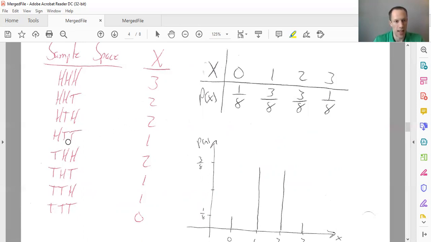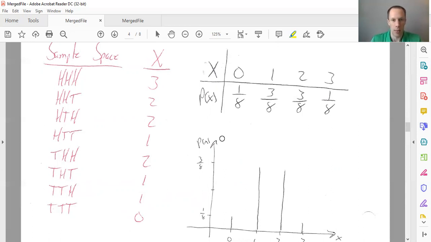HTH would be 2. HTT, that's only 1 coin that landed on heads. You can go on down the list. The last one, where all coins are tails, you would have 0 coins that landed on heads. Now, once you've figured out the value of the random variable for each outcome in the sample space, the next thing that you can do is begin to draw your table.